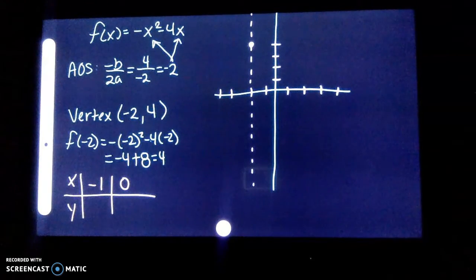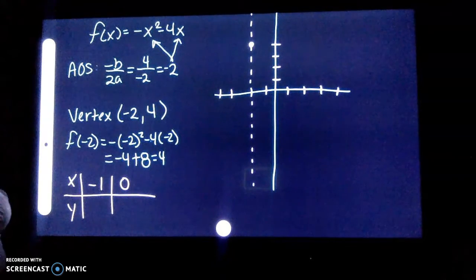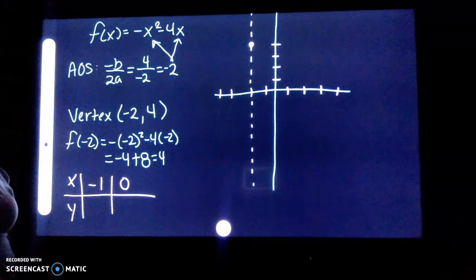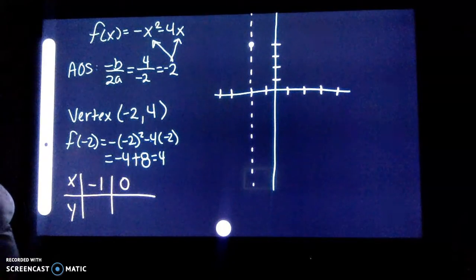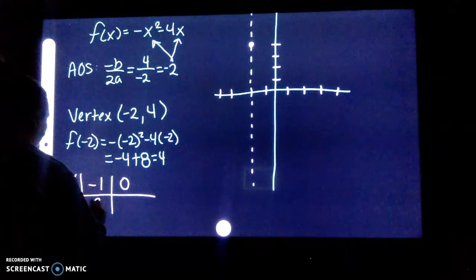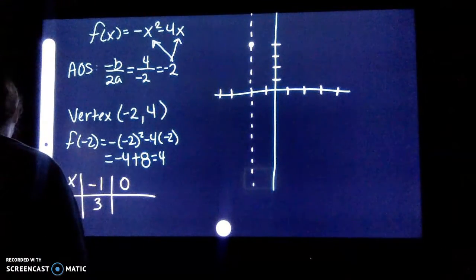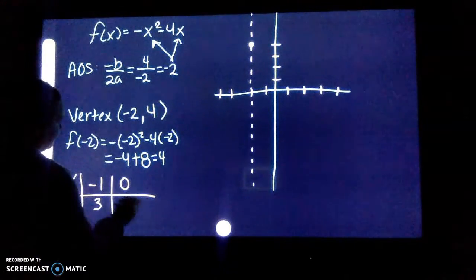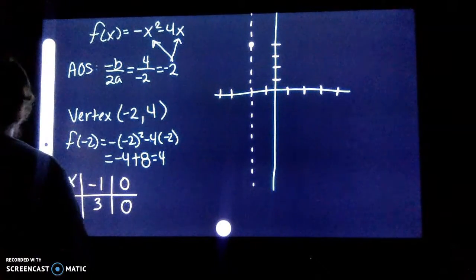When I plug -1 in, -1 squared is 1, the negative of that is -1. -4 times a -1 is positive 4. -1 plus 4 is 3. I go ahead and I plug in 0. Well, that goes to 0 because all my terms have an x in them.